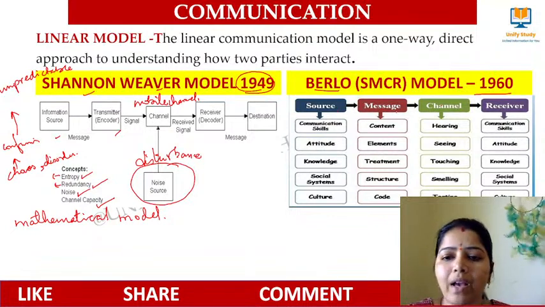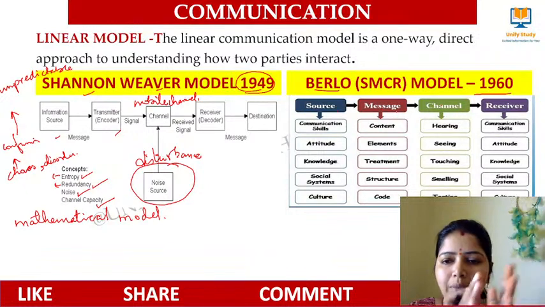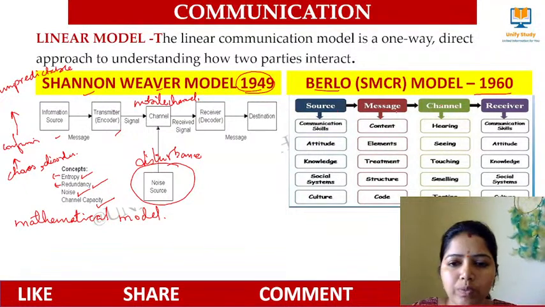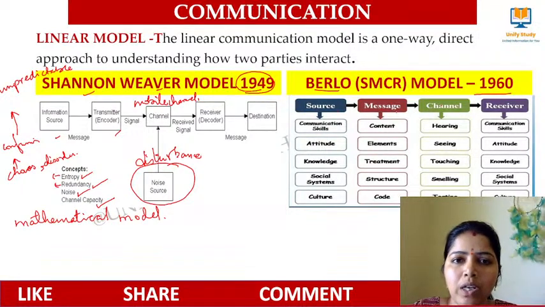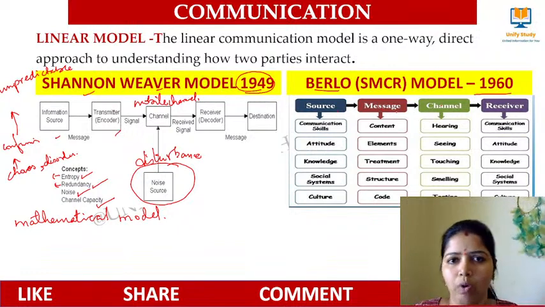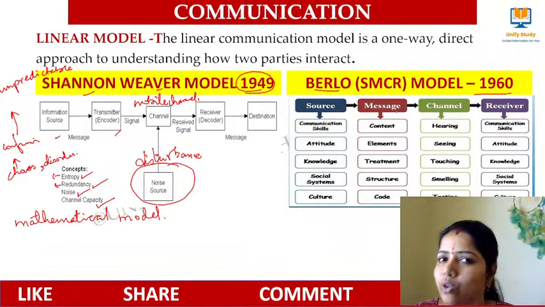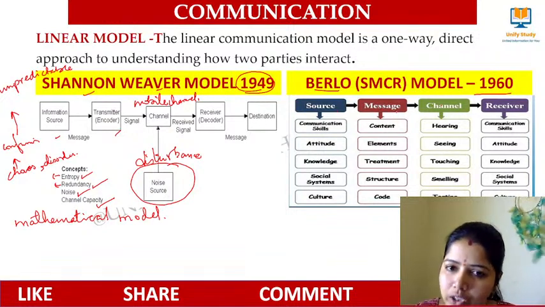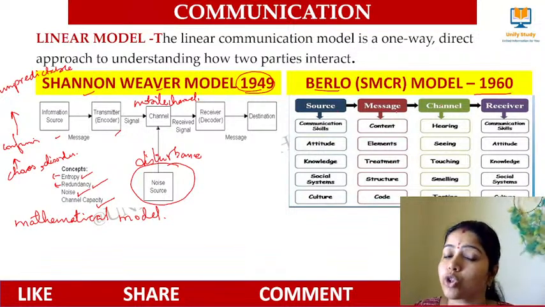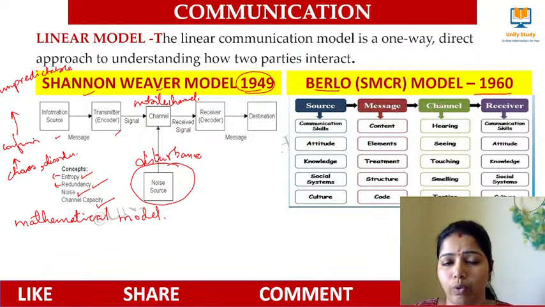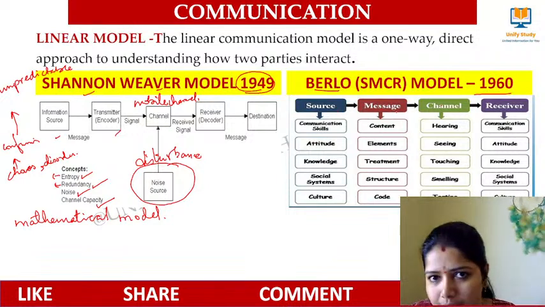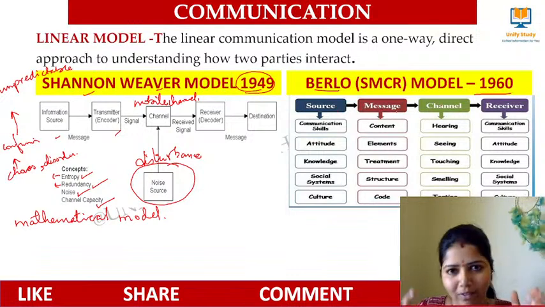Right, what do you mean by what is that? Source, message, channel, receiver. Source means what? I'm the source. What skill should I have? I should have a good communication skill, a good attitude, good knowledge about this thing, and a good social system. How to interact with you, I should know. And I should have a good culture. Right?